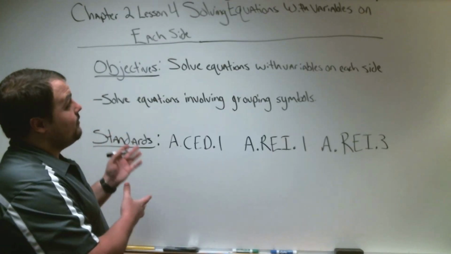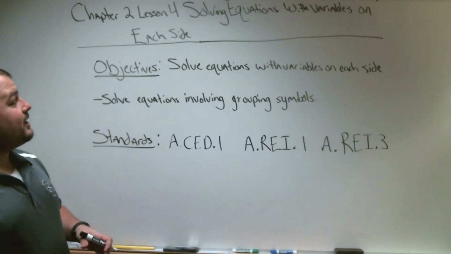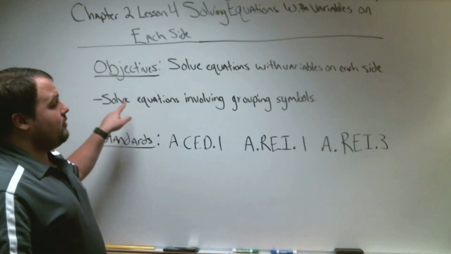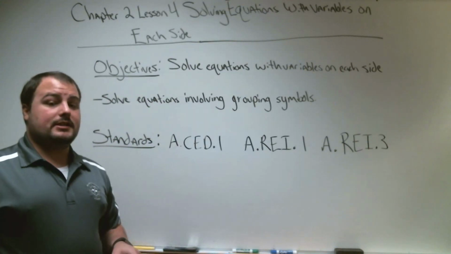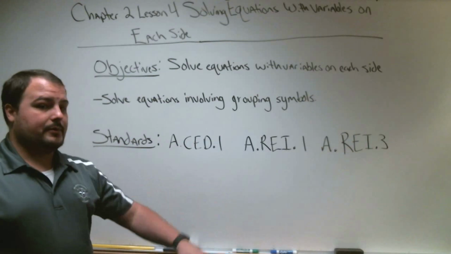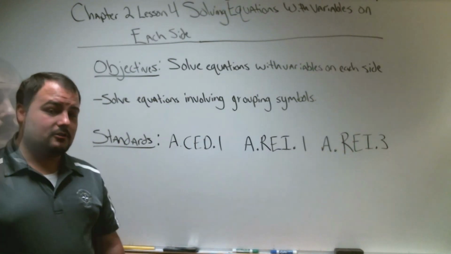Everyone, welcome to your fourth lesson on Chapter 2. Our objective for today is to solve equations with variables on each side. We're going to solve equations that also involve grouping symbols that probably have variables on both sides. And then the standards we're going to be working on are these standards. Let's check our vocab and then start our lesson.